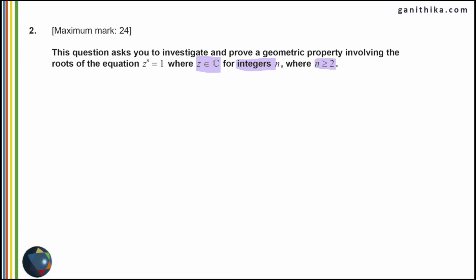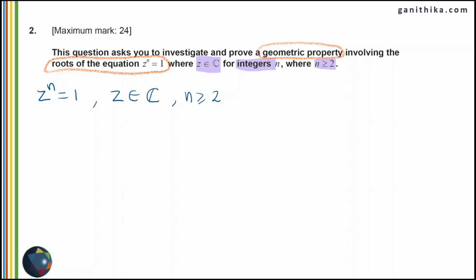What we are going to find here is the roots of the equation z^n = 1, where z is a complex number and n is greater than or equal to 2. So we solve for the roots of these equations, and we are going to prove a geometric property involving these roots. First of all, let's consider what we know about z^n = 1 for n greater than or equal to 2.